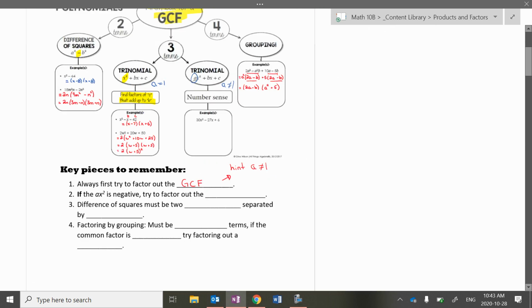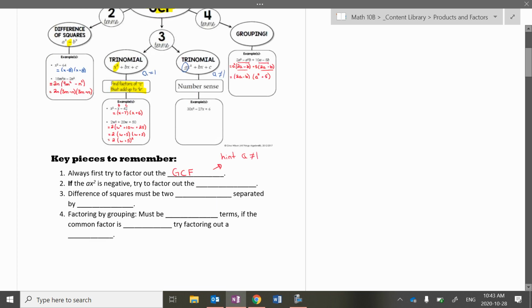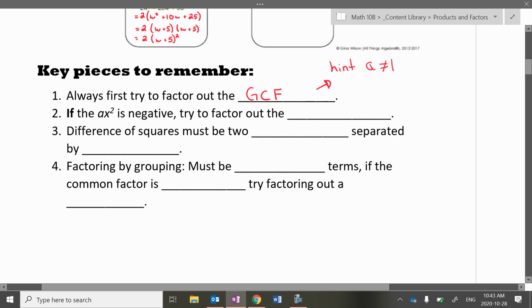So remember, maybe I should write this at the very top. When we're talking about trinomials, it's usually written as ax squared plus bx plus c, where a, b, and c are numbers, right? So if that a term isn't a 1, there's very possibly a GCF at that point. So that's a big hint to check for a GCF. If the ax squared term is negative, try and factor out the negative.